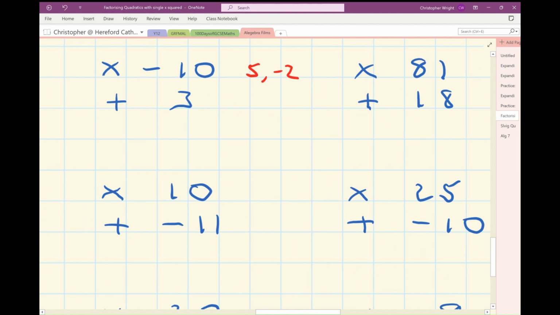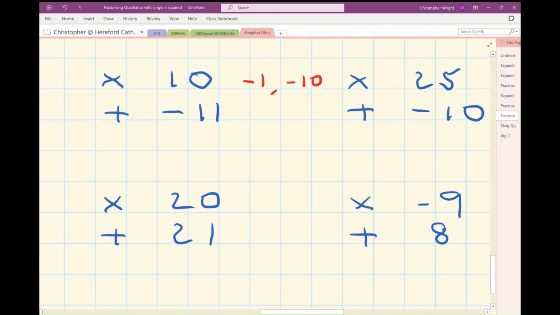I thought this one was going to be the opposite, but it's not. This one, they multiply to 10, so they've got to be both positive or both negative. They add to a negative, so they've got to be both negative. Well, minus 2 minus 5, that doesn't give me minus 11. Aha. Minus 1, minus 10. 1 times 10 is 10. Easy to forget about that pair of factors that gives you 10.